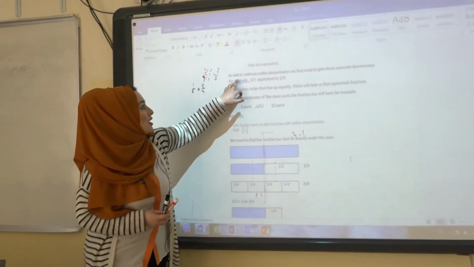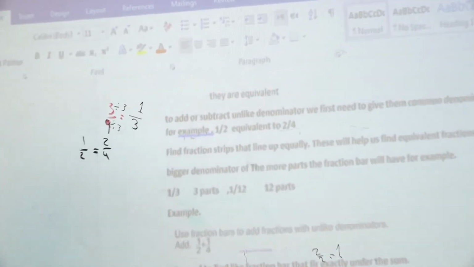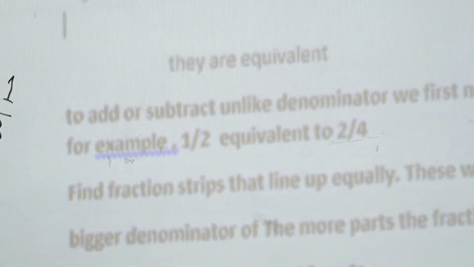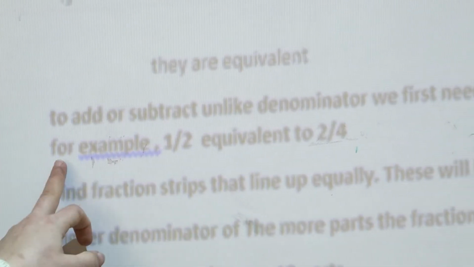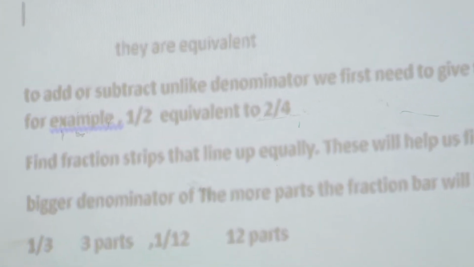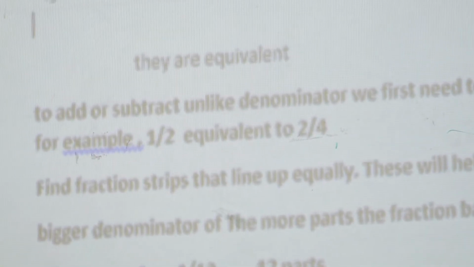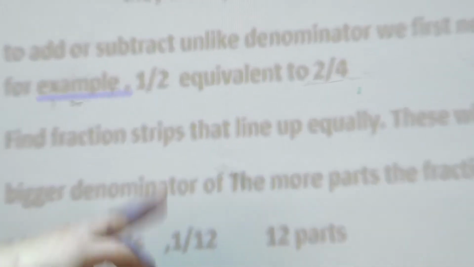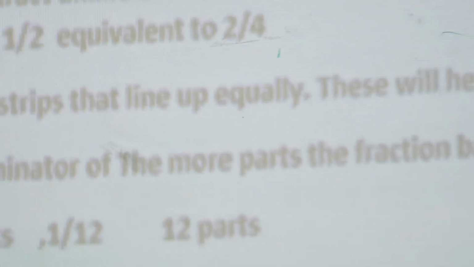So to add or subtract fractions with unlike denominators, at first we need to find a common denominator. For example, 1/2 is equivalent to 2/4. I explained before how to show them with a fraction bar. Now, to find equivalent fractions, we divide the strip with lines equally, and this will help us find them.